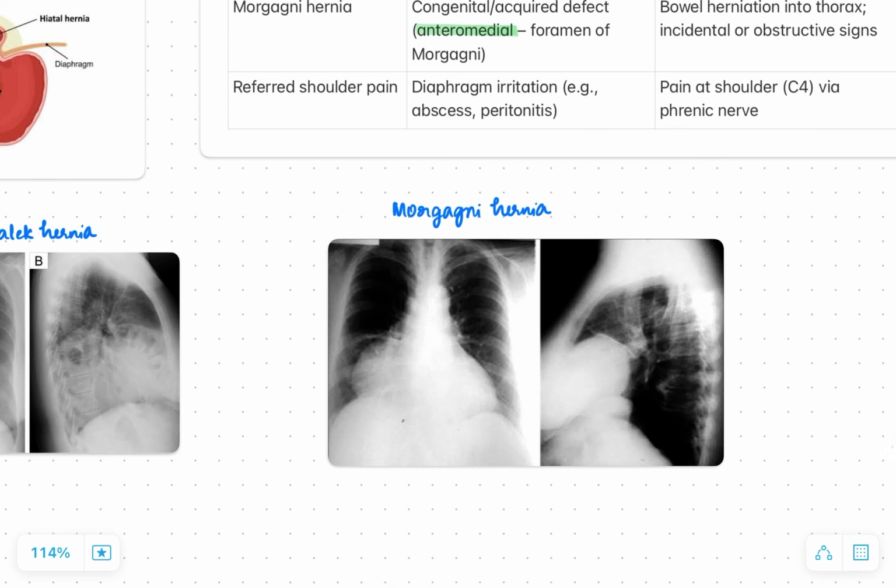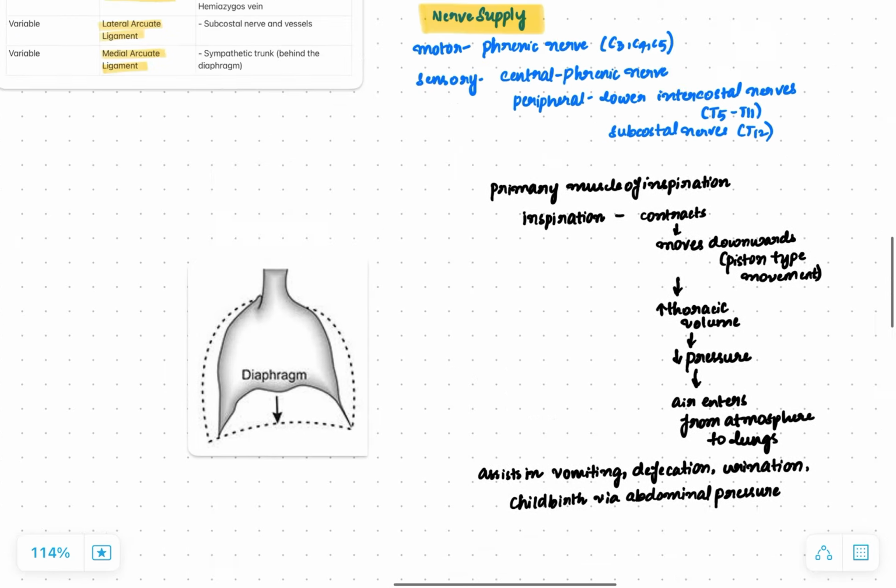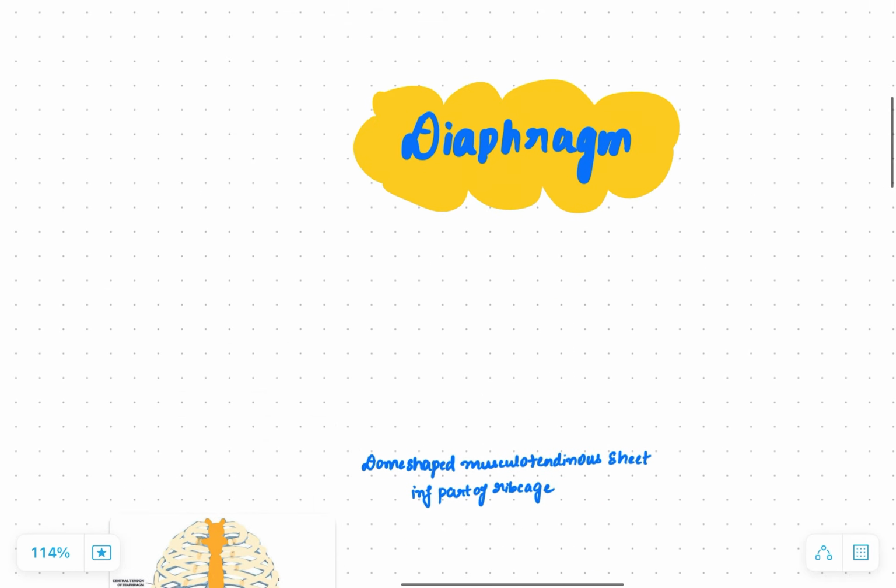The C4 root value and also the phrenic nerve root value C3, C4, C5 will match. So at the C4 level there will be referred pain whenever there is diaphragmatic irritation, like in an abscess or any peritonitis. And also whenever there is irritation of the diaphragm, hiccups will also occur in these cases. So this is the diaphragm and its clinical significance.